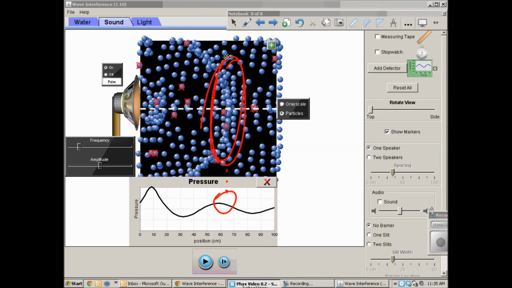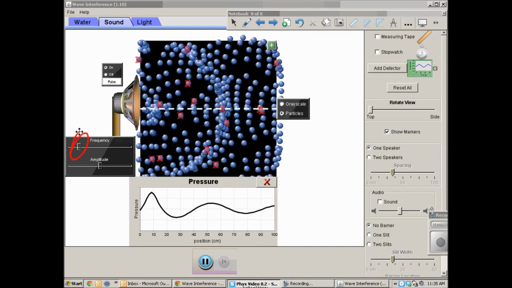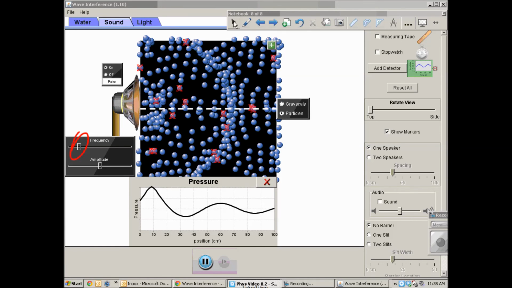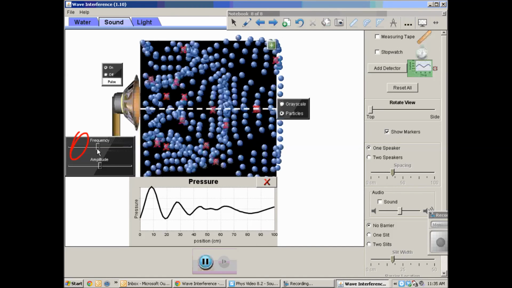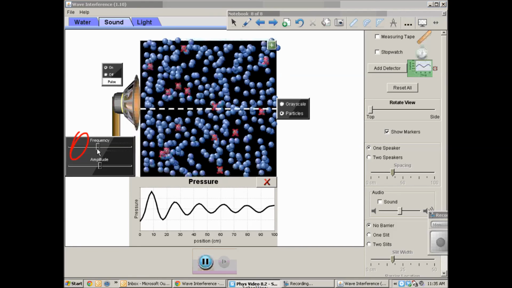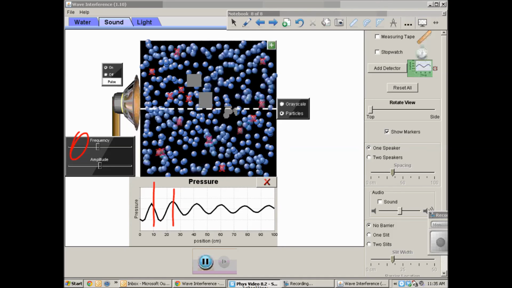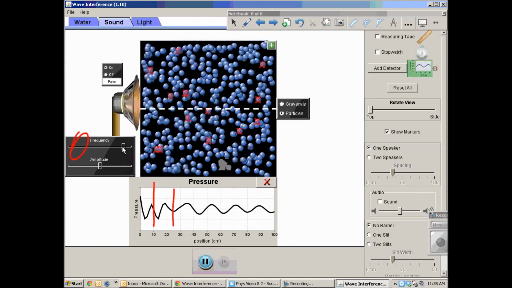So watch what happens. I'm going to change the frequency. Right now, if you look over here at the side, the frequency is pretty low. So let's increase the frequency. As the frequency goes up, the wavelength should go down. So now you can see the waves are much closer together. Now the wavelength is from here to here-ish, something like that. If I increase my frequency even more, the wavelength gets even smaller.